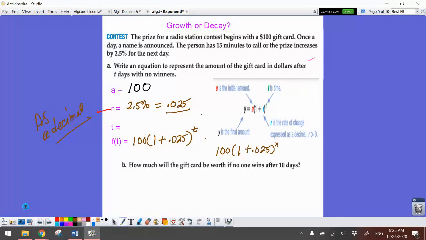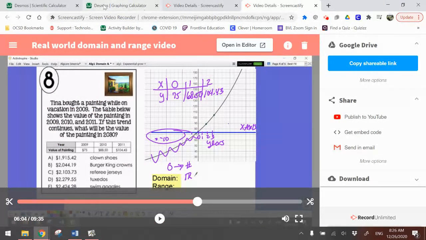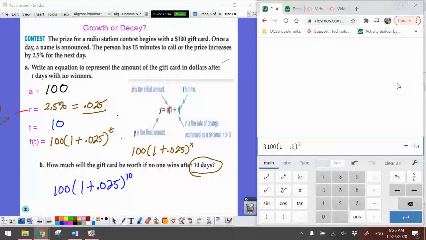How much will the gift card be worth if no one wins after 10 days? Well, that T is 10. Okay, so I actually need to evaluate 1 plus 0.025 to the power of 10. So let's go ahead and get our calculator ready. And let's put that in. So we have 100, so 1 plus 0.025. Remember, watch your decimals there. And I need to have a power of 10.